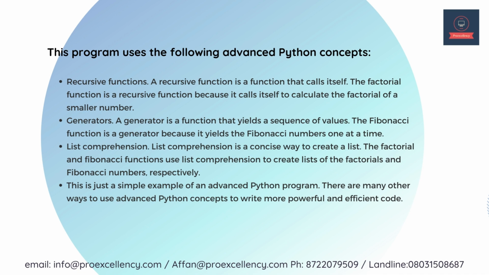List comprehension. List comprehension is a concise way to create a list. The factorial and Fibonacci functions use list comprehension to create lists of the factorials and Fibonacci numbers, respectively. This is just a simple example of an advanced Python program. There are many other ways to use advanced Python concepts to write more powerful and efficient code.